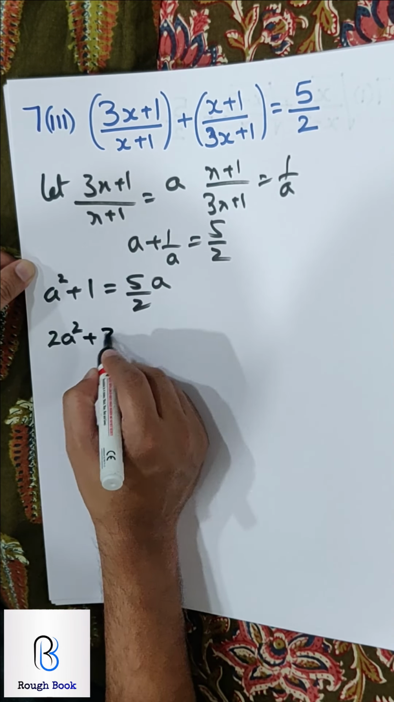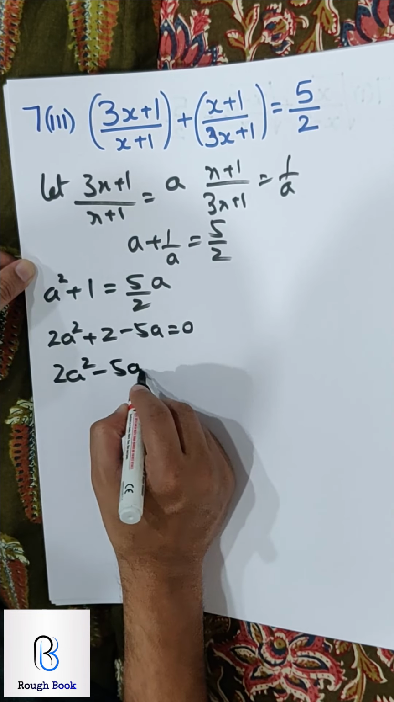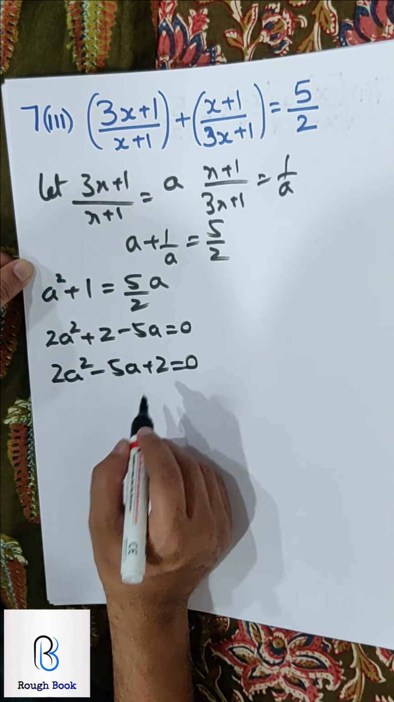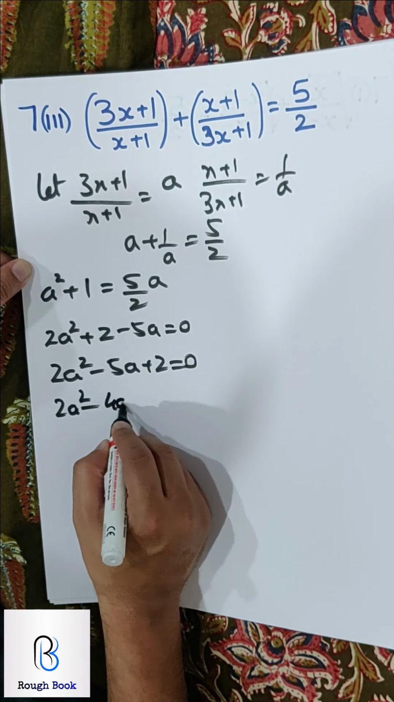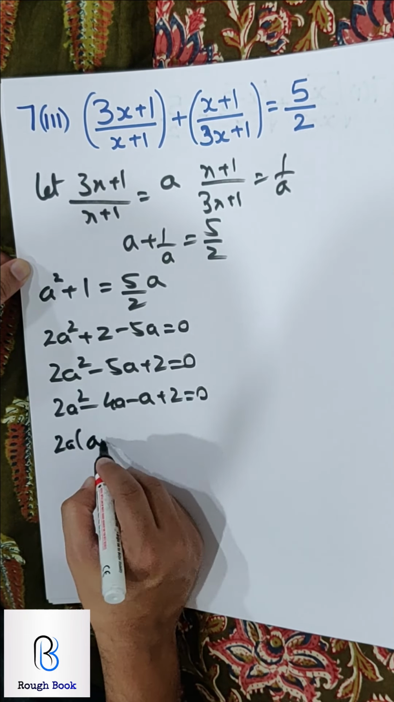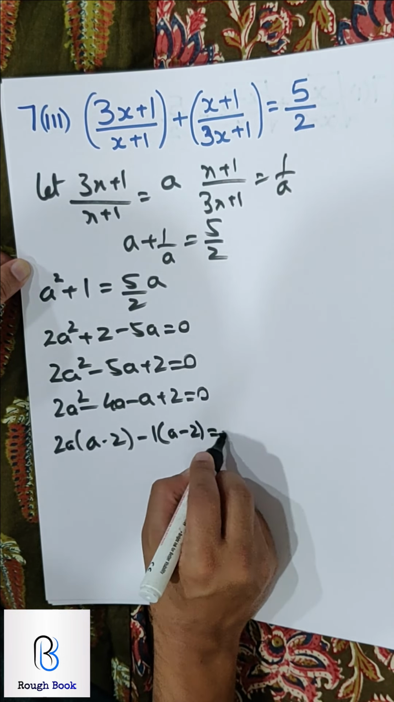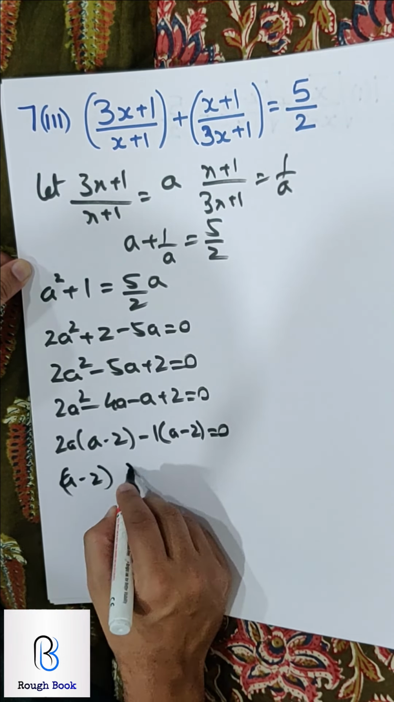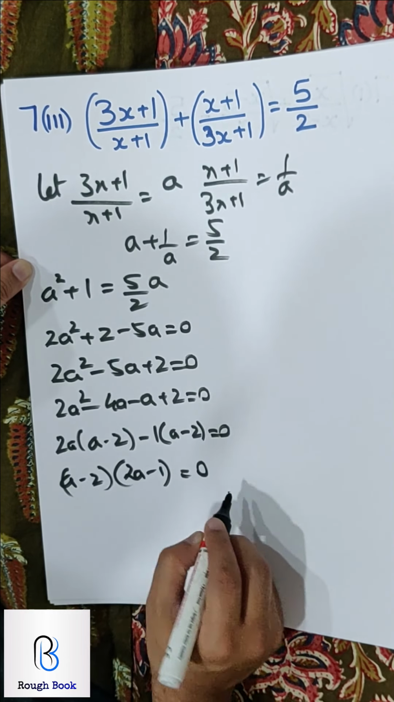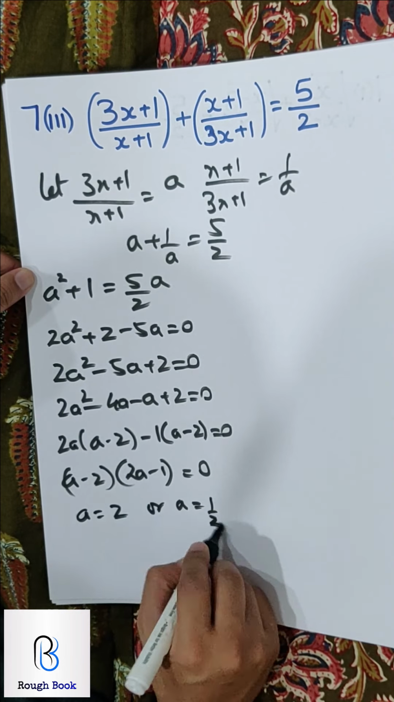So 2a square plus 2 minus 5a. So basically 2a square minus 5a plus 2. 2 2s are 4, so splitting the middle term 4a minus 1a. Correct? Are you with me till here? So 2a, a minus 2, minus 1, a minus 2. So I get a minus 2, 2a minus 1, 0. So I will get a is equal to 2 or a is equal to half.